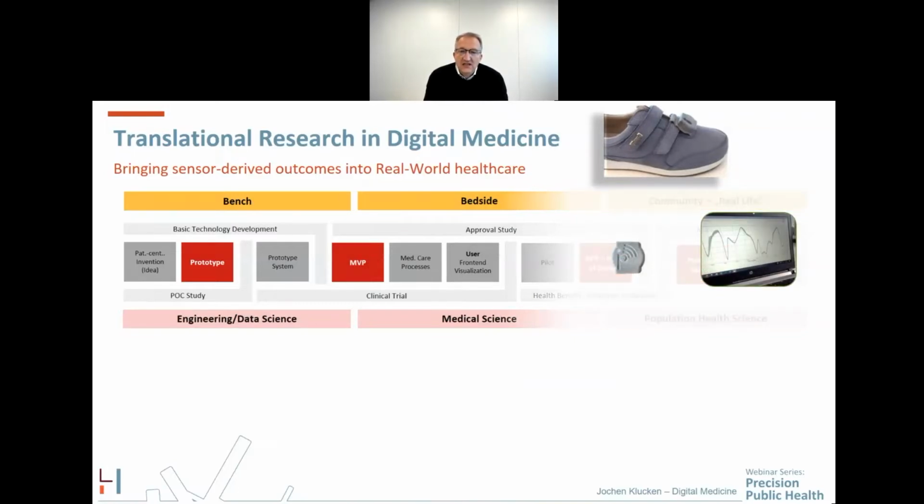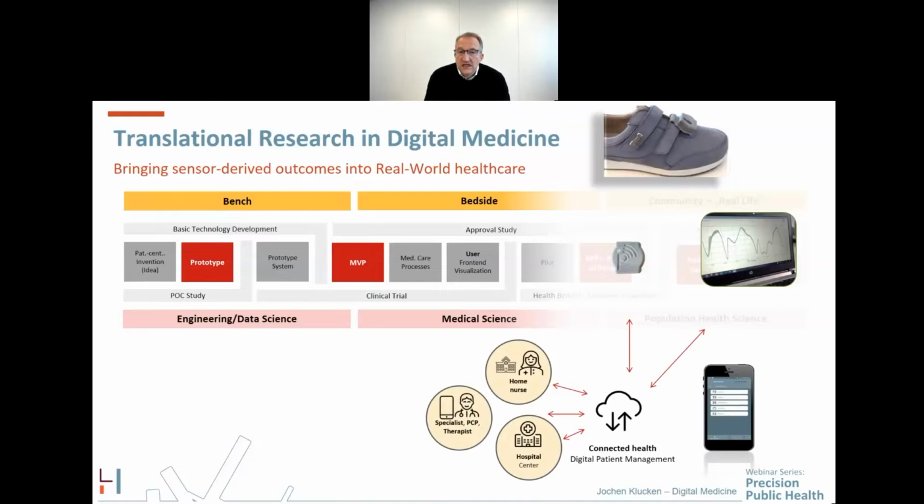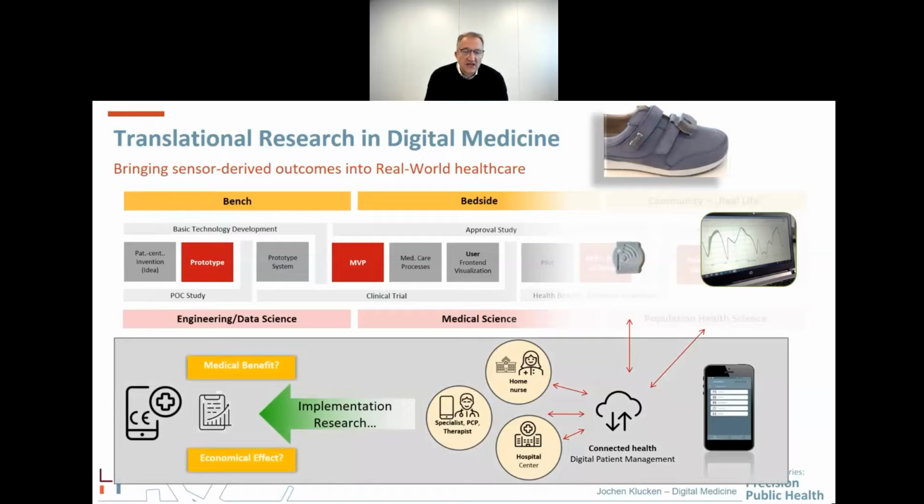But then we realized, okay, it's not enough. As I said, we need an application that measures the patient-reported information or outcomes, the PROMs or PREMs, as we say, and connects them also with the healthcare system, because the sensor needs to report this information to healthcare providers, to hospitals, but maybe even to home nurses and new concepts. If this is done, we need to do another type of research, which can basically be called implementation research, showing the medical benefit or the economic effect of such an application, because a sensor is not an application.